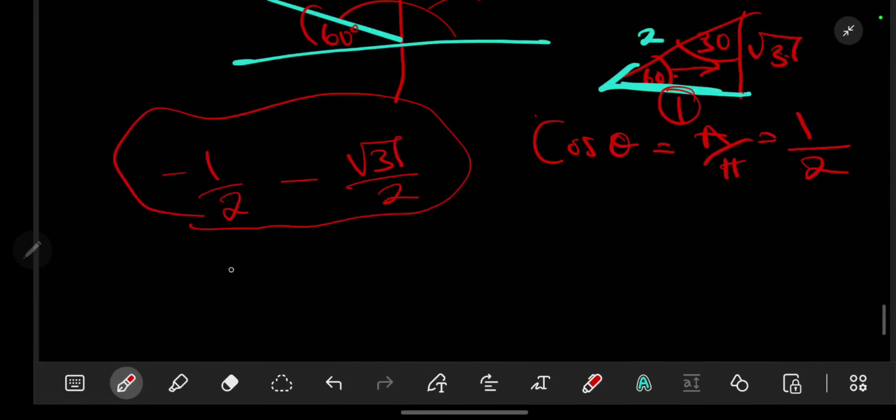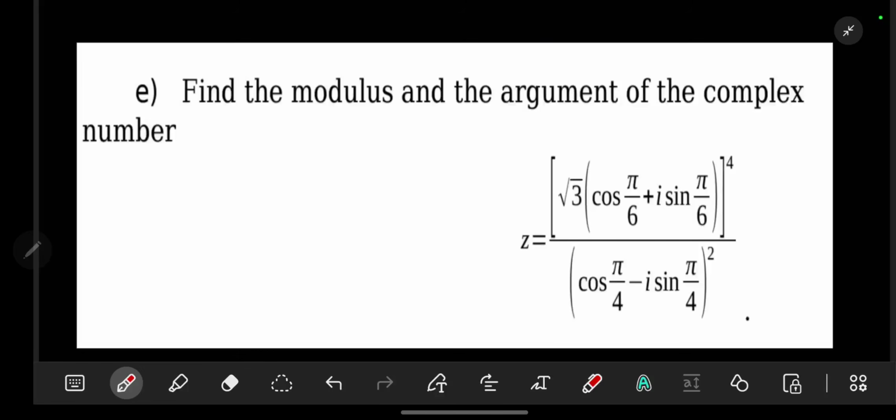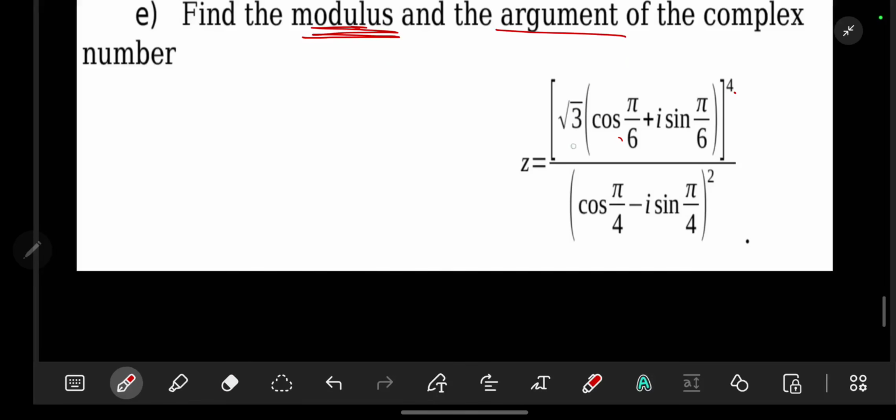So this is what we have. This is our answer for that problem. Let's look at this. This 4 affects this one, and whatever is in the bracket there. We are looking at the modulus and the argument. The modulus is just the absolute value. In this case, we are looking at this number raised to that.